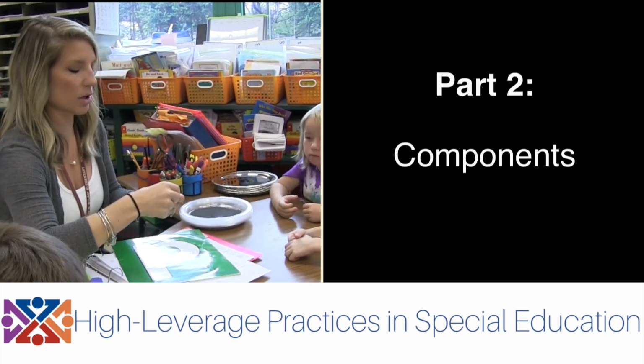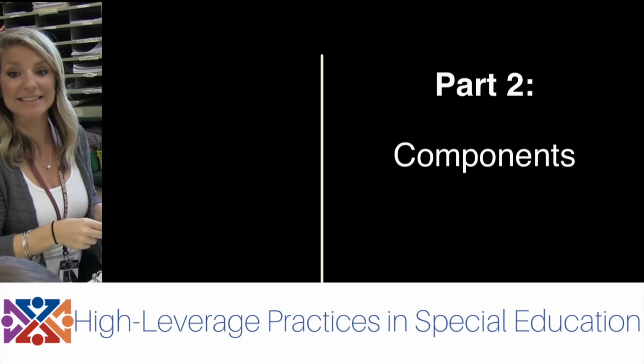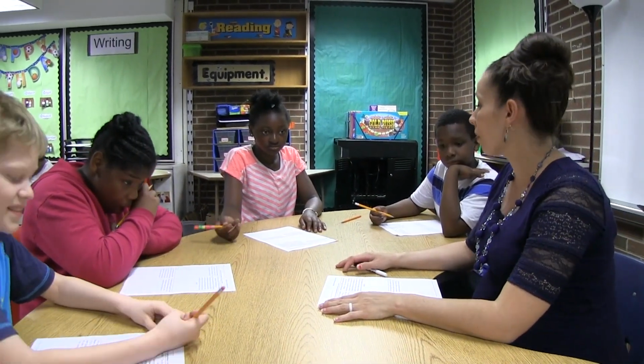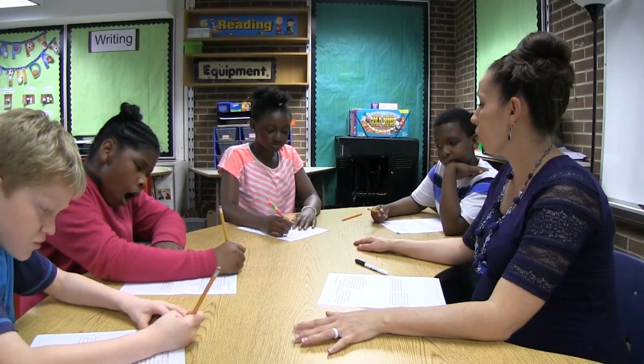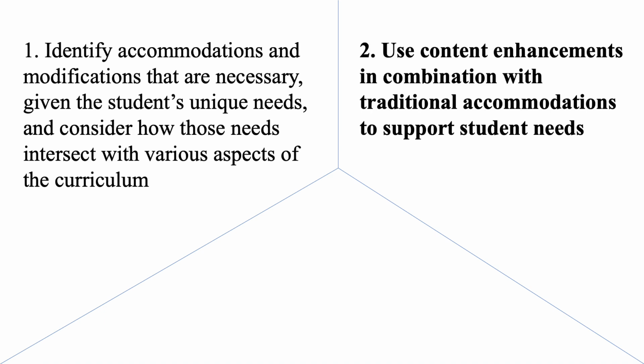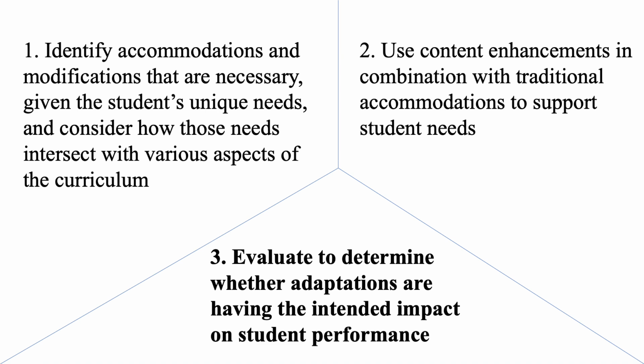Part 2. Components of this HLP. In Part 2, we highlight 3 components of this HLP that can guide practitioners as they make key adaptations for students with disabilities. The components are: 1. Identify accommodations and modifications that are necessary given a student's unique needs, and how those needs intersect with various aspects of the curriculum. 2. Use content enhancements in combination with traditional accommodations to support student needs. 3. Evaluate to determine whether adaptations are having the intended impact.